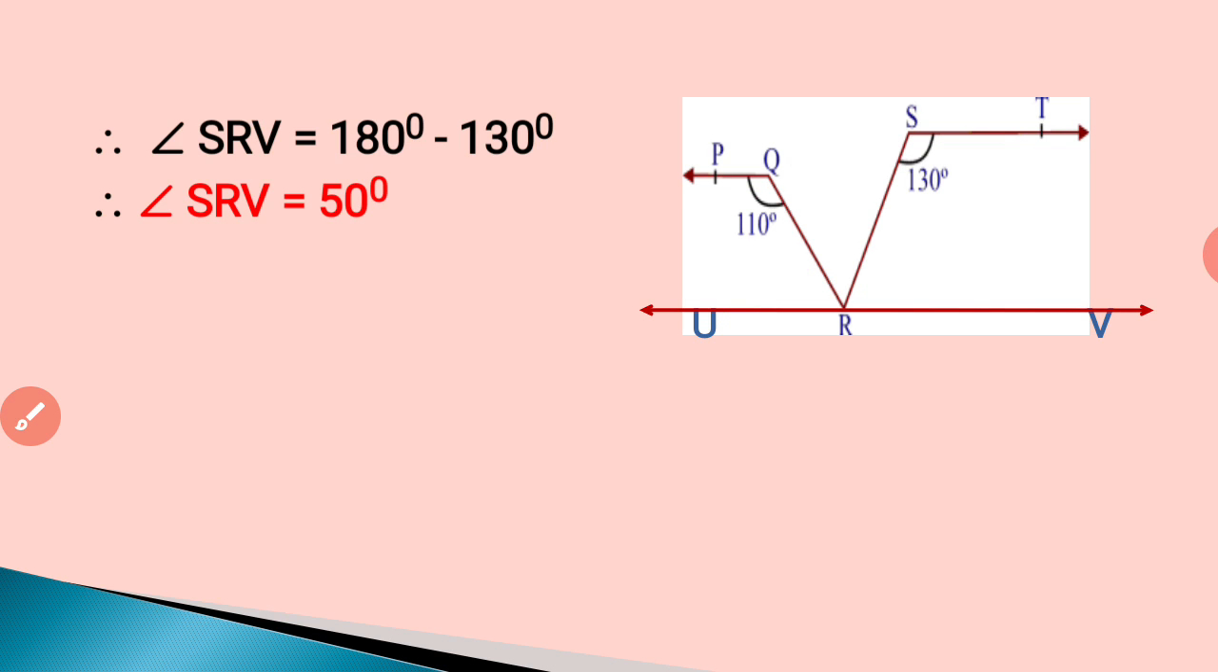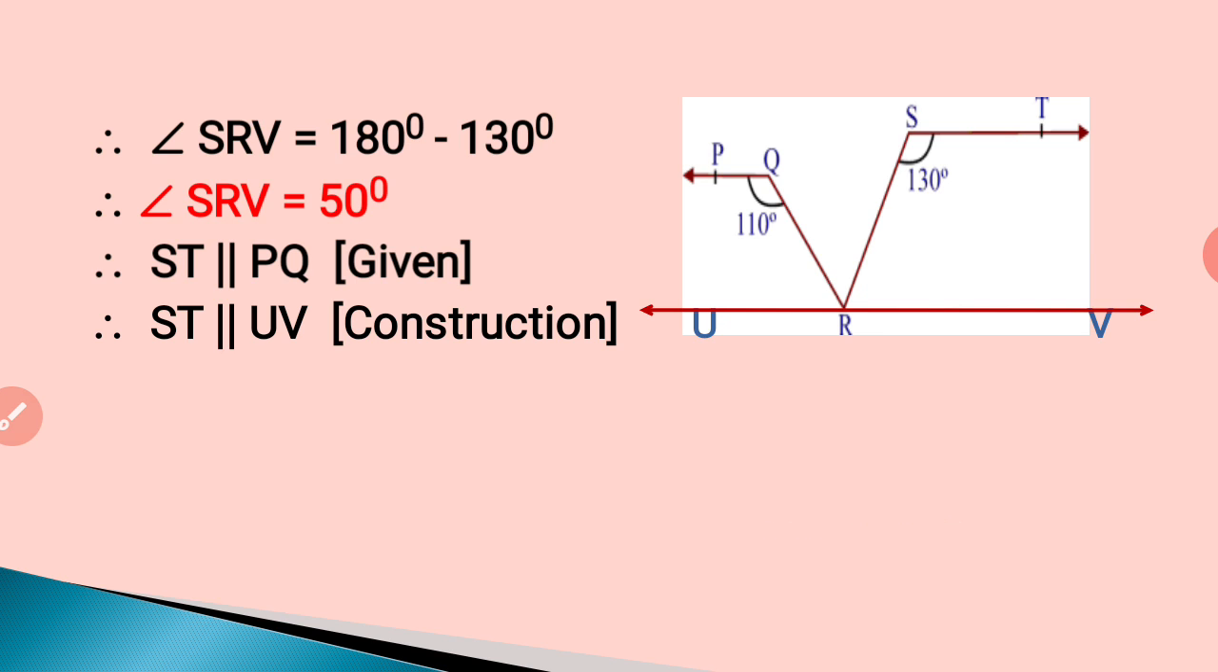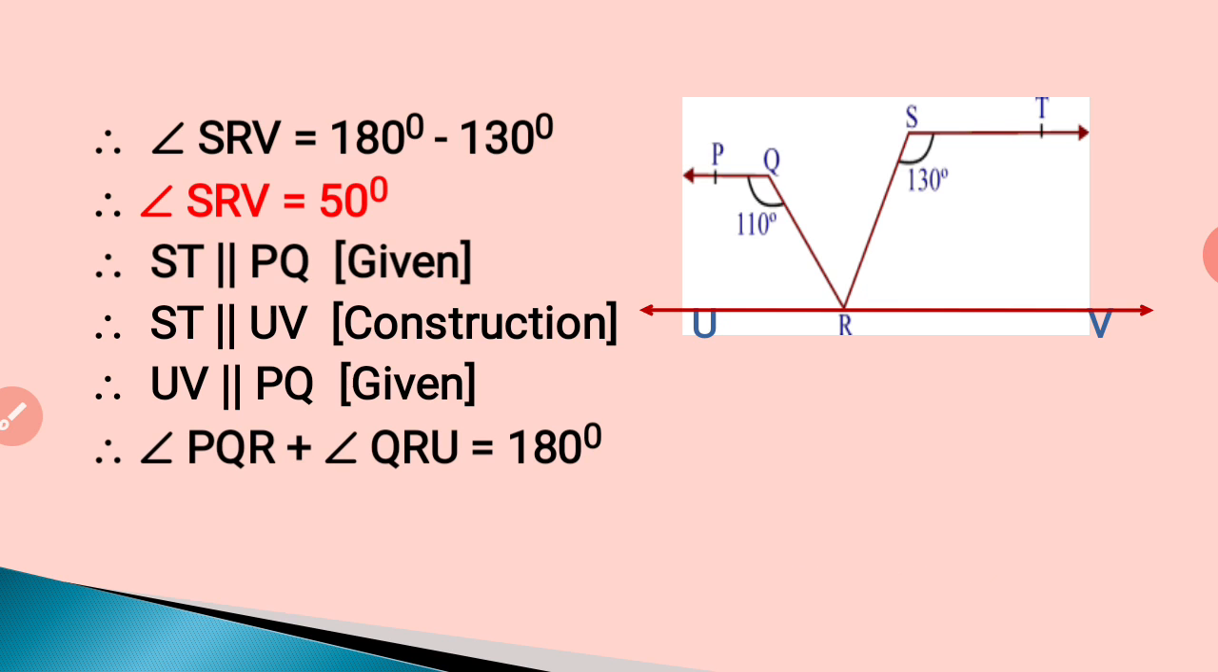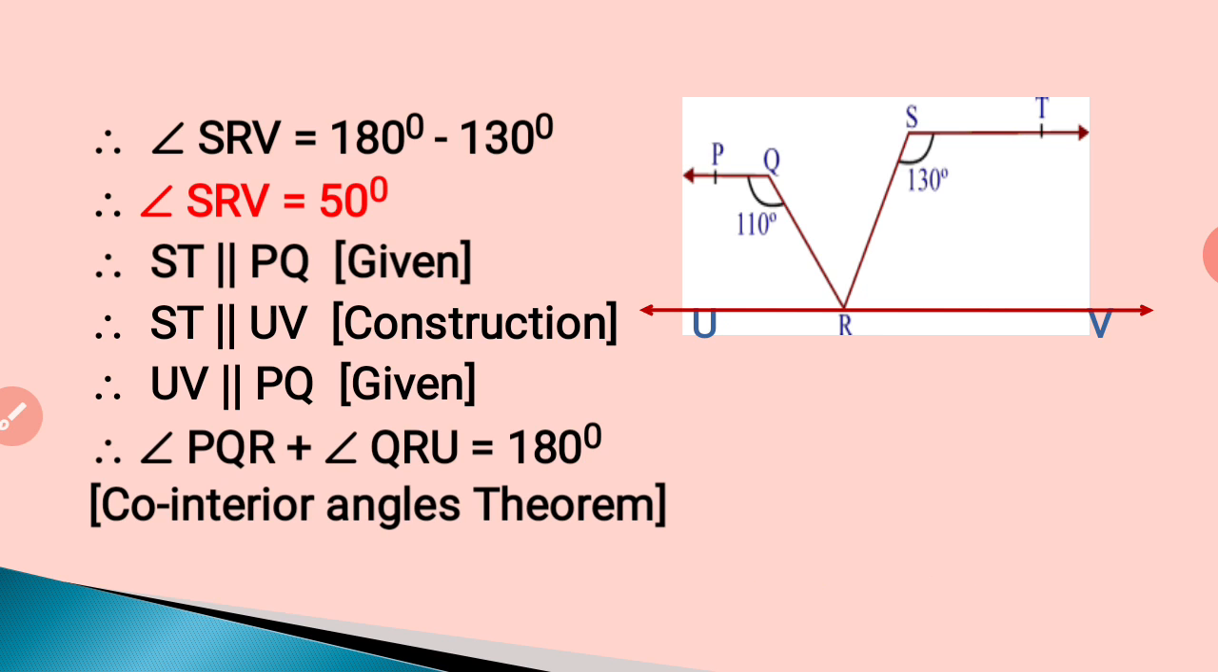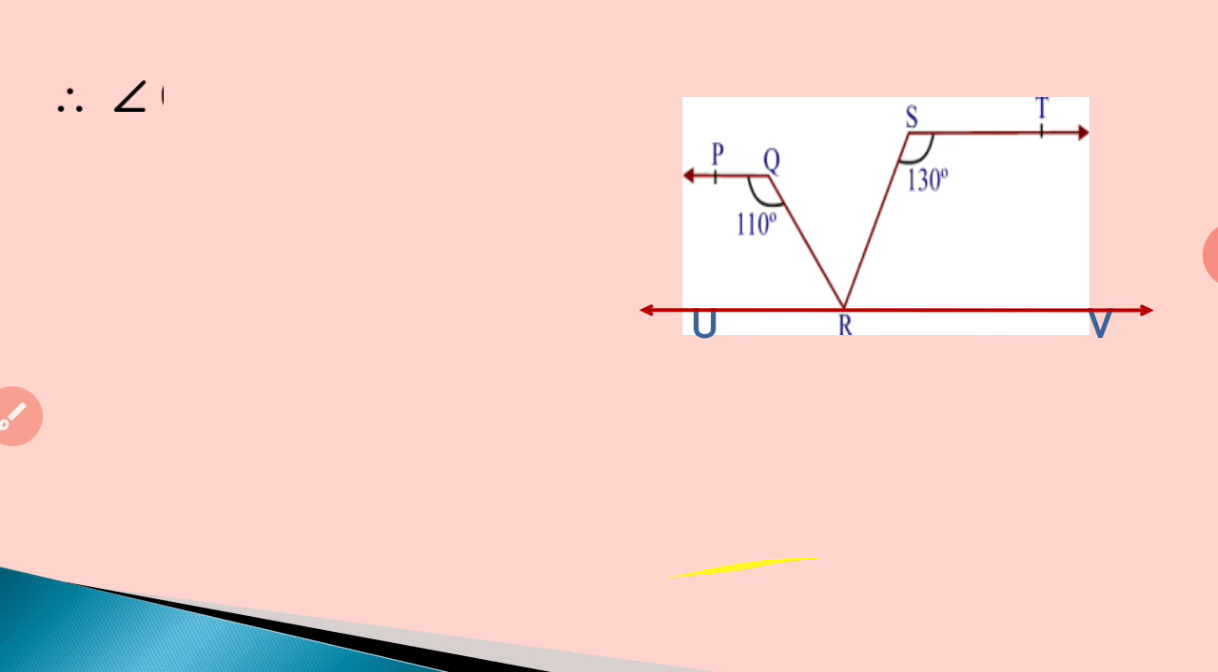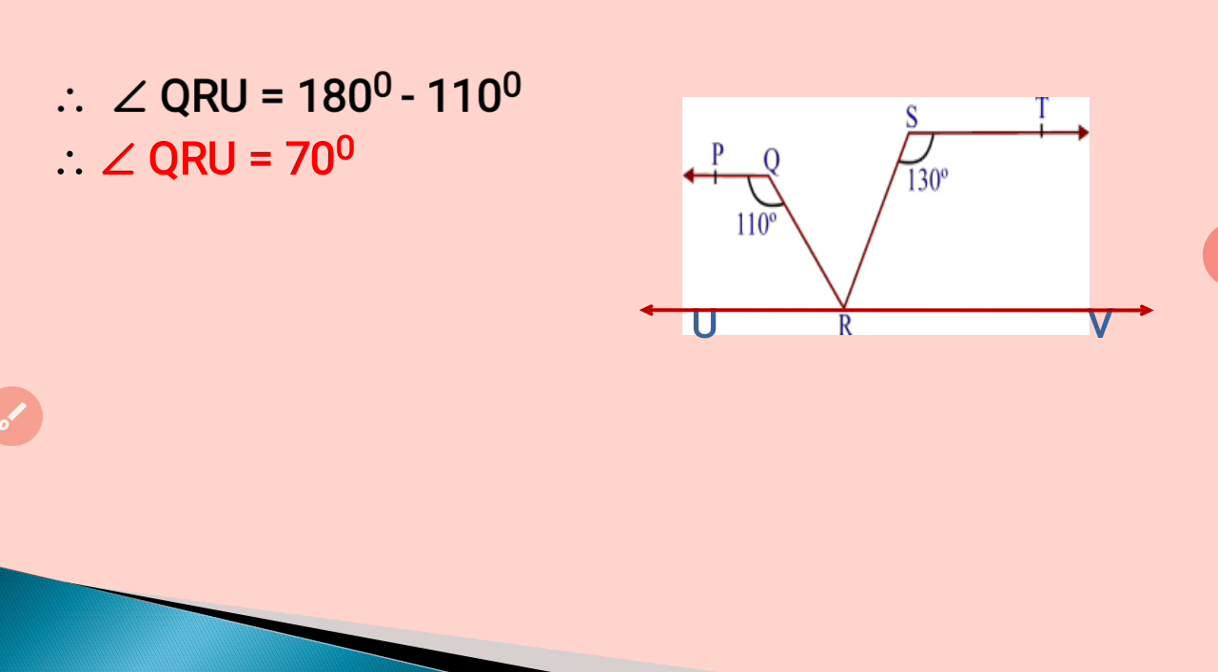So let's proceed. ST is parallel to PQ, which is already given in the question, and by construction ST is parallel to UV, so all the three lines are basically parallel to each other. So we are now considering UV to be parallel to PQ, and that is why we have considered the co-interior angle theorem, and this is how we find the value of angle QRU, which comes out to be 70 degrees.